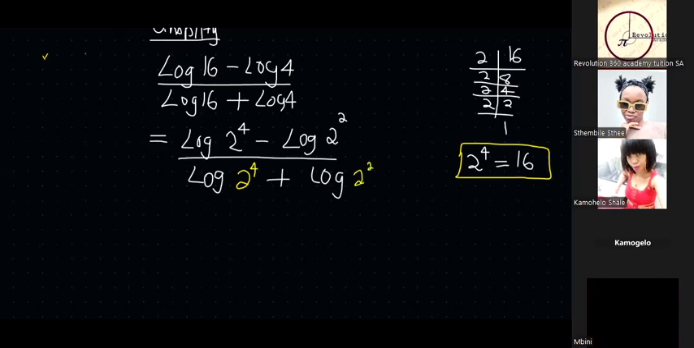So the next step, we're going to use that law, for those who still remember it. That law says that log of a base x to the exponent of m will be equal to m times the log of a base x. We use this one.